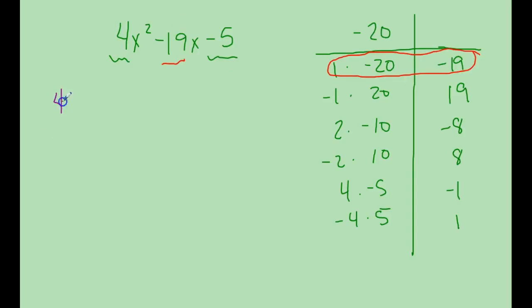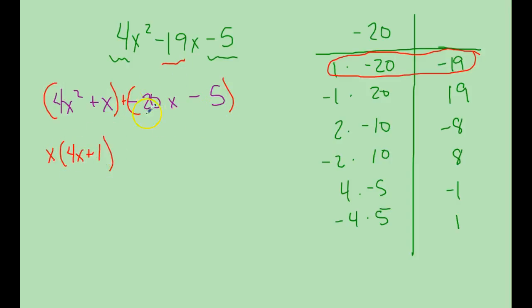So now I have 4x squared plus 1x minus 20x minus 5. All I've done is take this negative 19x and rewrite it as x minus 20x. Now I have 4 terms, and I can factor by grouping. I see I have a common term here, and something common here. The thing I can factor out of my first group is an x, so I'm left with 4x plus 1.